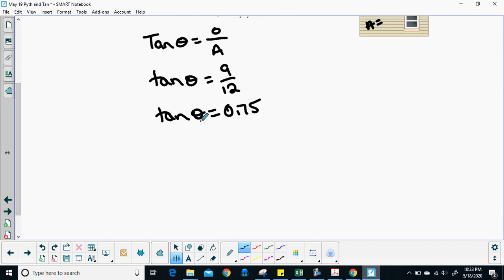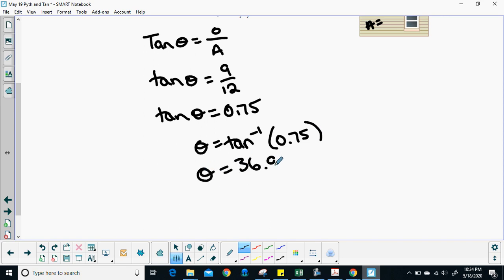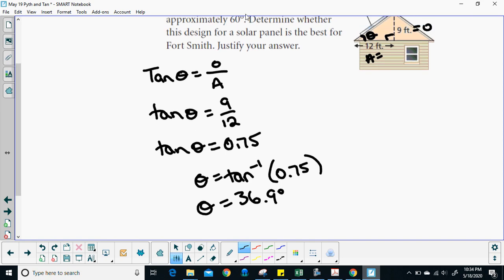But I want to figure out the angle. So that means I'm going to need to do the inverse, the second function. So I have to type into my calculator, second tan 0.75 equals 36.9 degrees. So if that's the angle that this roof is making, I don't think this is going to make for a good solar panel because it's definitely not a 60-degree angle.